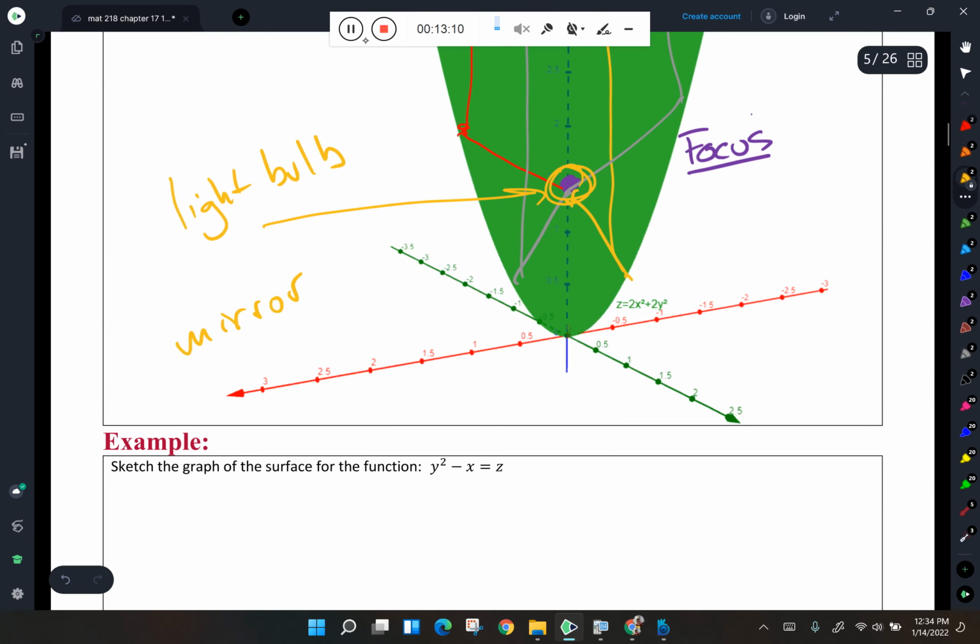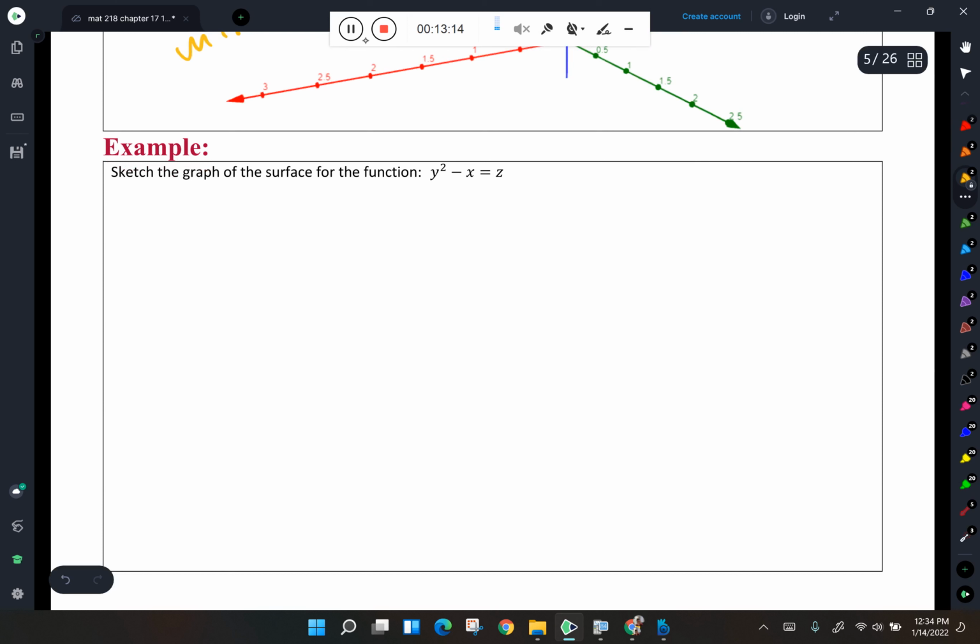So, cool things, lots of neat shapes that we get in three-dimensional space. If I want to graph the surface for some sort of a function, if I needed to do things by hand, that's how I would do them. I would look at those traces, I would look at those level curves, I would see what they give me. But realistically, if I want to know what this is going to look like, I'm going to find a grapher and graph it. Okay, so I've got y squared minus x equals z.